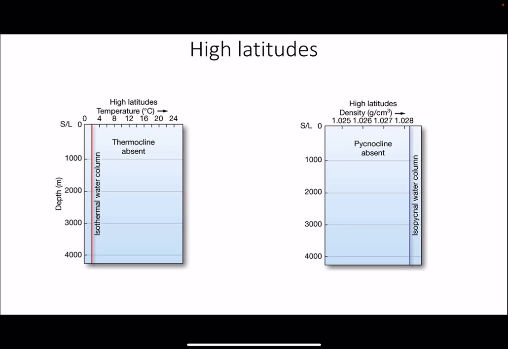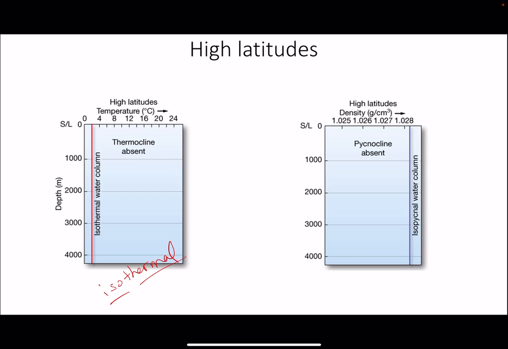Okay, so if we move to the low latitudes, on the left we've got the temperature profile with depth, and the high latitudes are isothermal. Isothermal, meaning basically it doesn't change, the temperature is the same all the way down. And if you look on the right, the density profile mimics that.